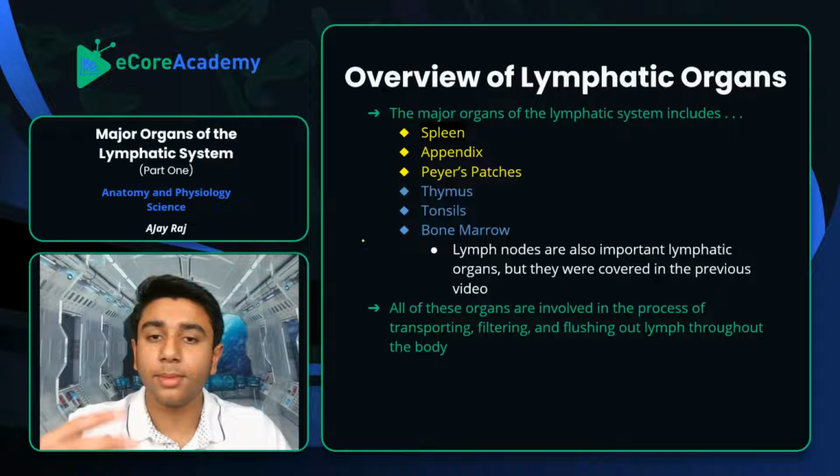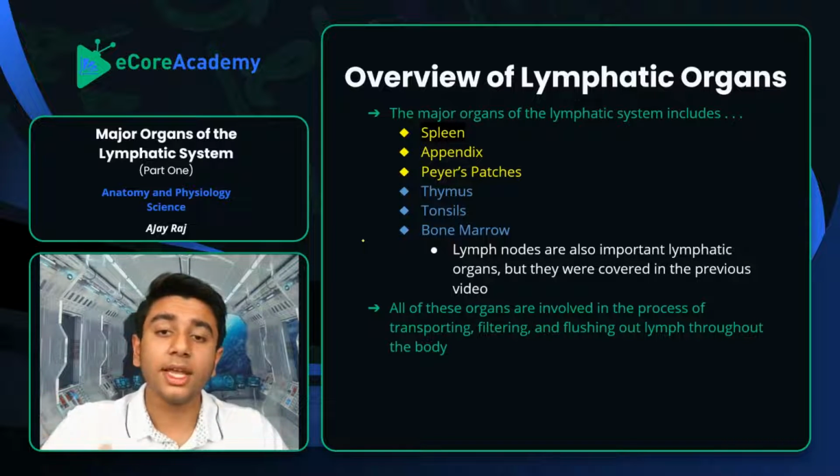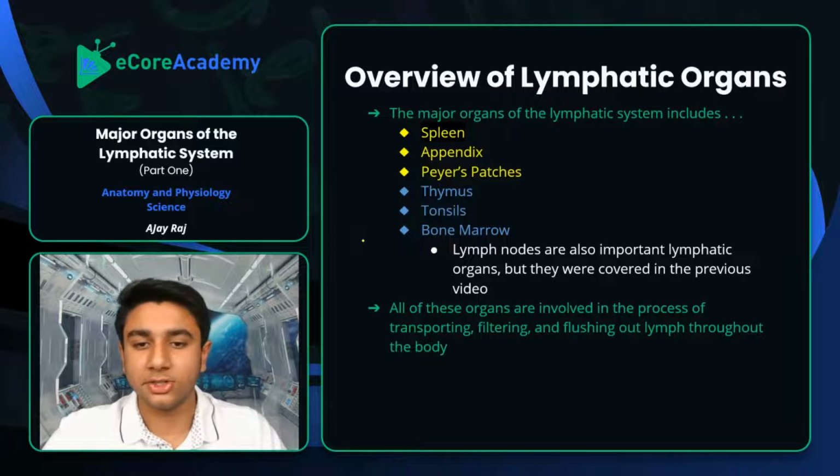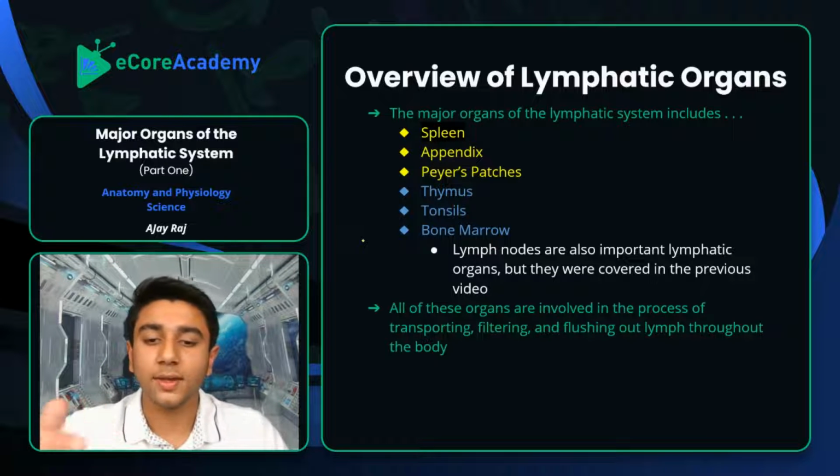Now, I'm sure you may have heard about the spleen and the appendix before, and the Peyer's patches might be something that's not as familiar, but it is located within an organ as a semi-organ within one of the most common organs, something that you would know in the digestive system. But I won't spoil it. You guys will have to wait until later on in this video to figure that out. But the thymus, tonsils, and bone marrow, those 3 other organs of the lymphatic system, are actually going to be covered in our next video, part 2 of the major organs of the lymphatic system.